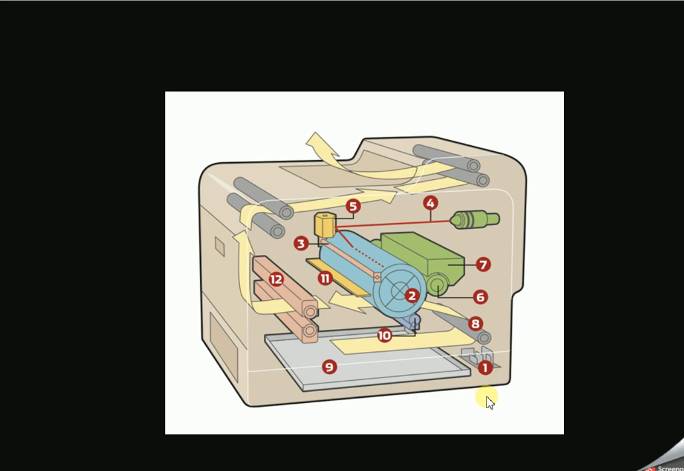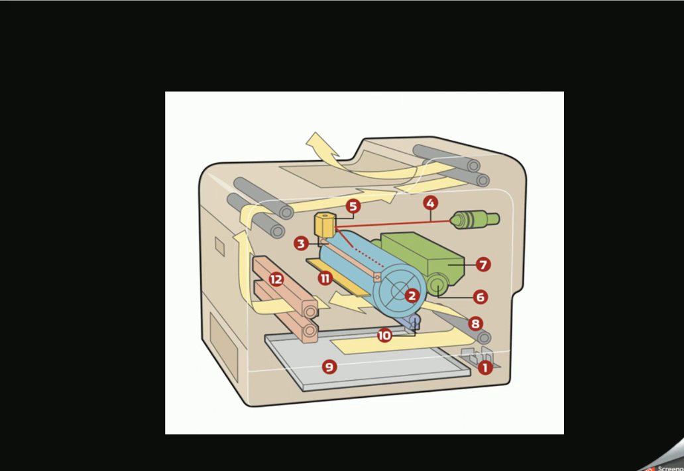The controller circuit, which is number 1, will activate what's called the corona wire, which is number 3. It'll turn it on. This corona wire will then charge up this drum. It's called a photoconducting drum, and it's number 2. It will give it a positive charge, which will spread across the surface. So number 3, a corona wire, will charge up number 2, which is a drum.